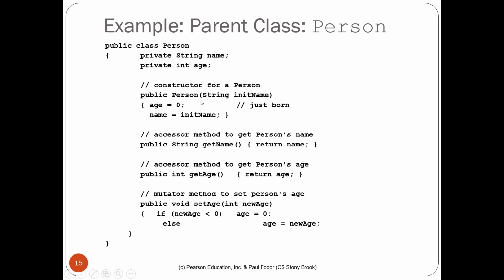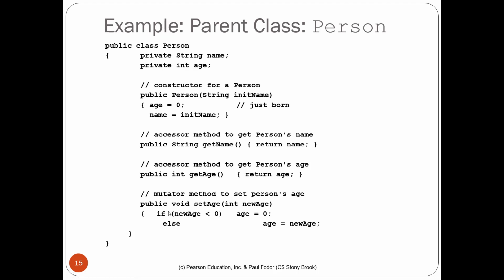So you say public Person. The argument that we need in the constructor is of string type, which is the initial name. And what will the constructor do? Age will be initialized to 0, and then the name would be initialized to the name which we are providing in our constructor. Good, that's fine. Then we have two getter methods, getName which will return the name, and then you have getAge which will return the age.